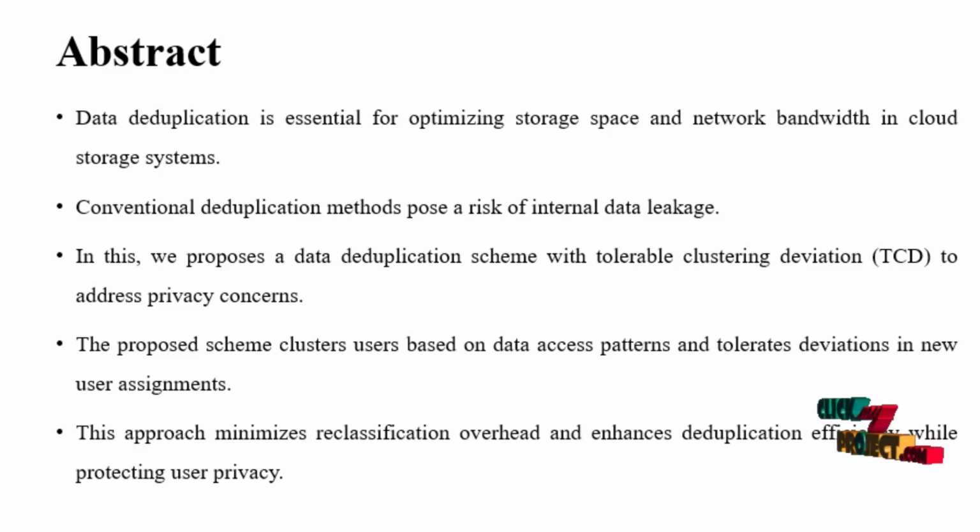Data deduplication is essential for optimizing the storage space and the network bandwidth in cloud storage systems. Conventional deduplication methods pose a risk of internal data leakage. In this, we propose a data deduplication scheme with a tolerable clustering deviation to address the privacy concerns. The proposed scheme clusters the users based on their data access pattern and tolerates deviation in new user assignments. This approach minimizes the reclassification overhead and enhances the deduplication efficiency while protecting users' privacy.